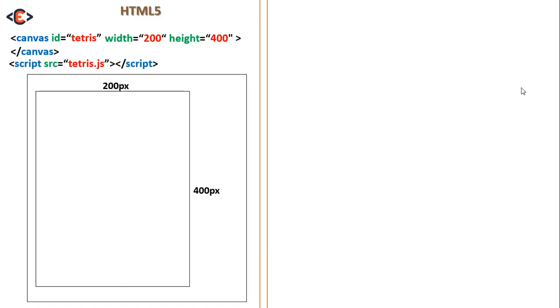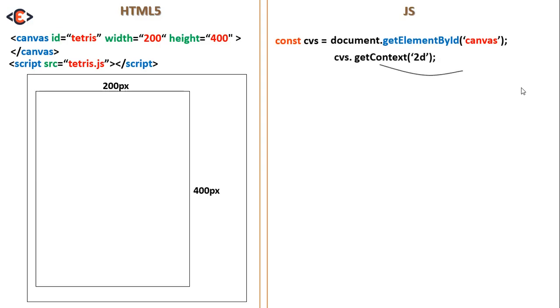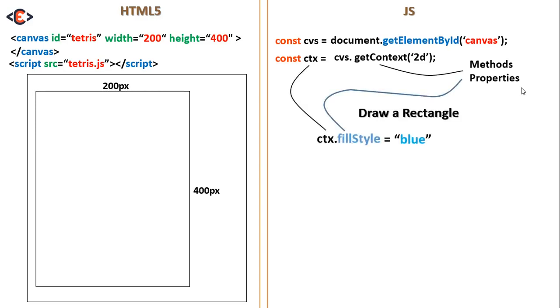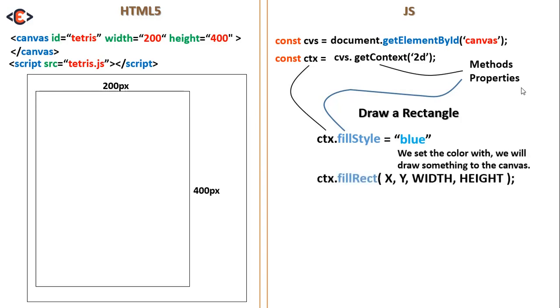done using JavaScript. The first thing we're going to do is select our canvas element, then get the context of the canvas, which gives us methods and properties that allow us to draw and do a lot of things on the canvas using JavaScript. One of them is drawing a rectangle. To draw a rectangle, we have to give it a color, blue for example, and then we will use the fillRect method.